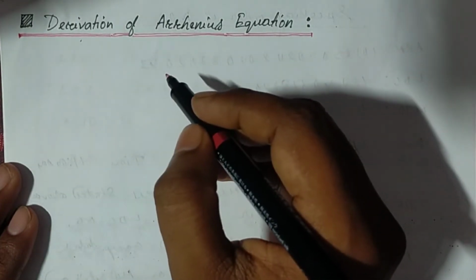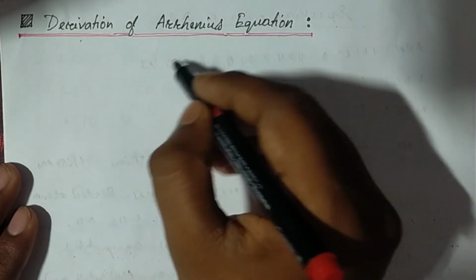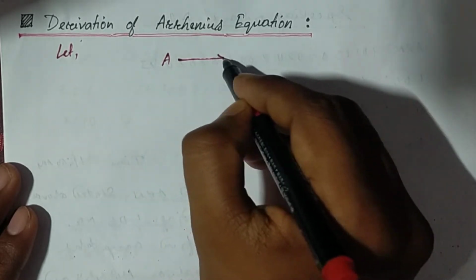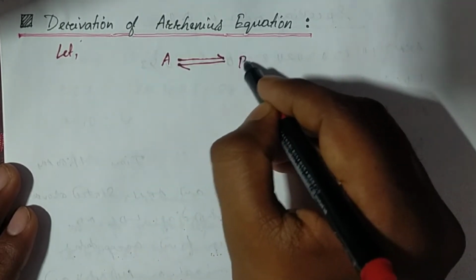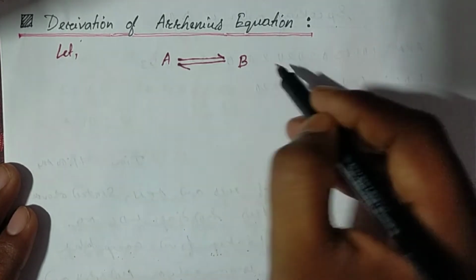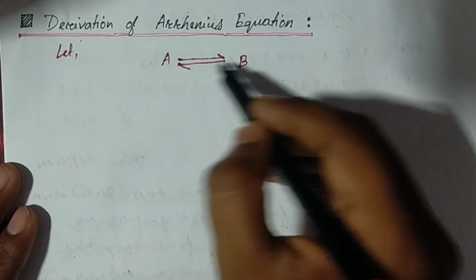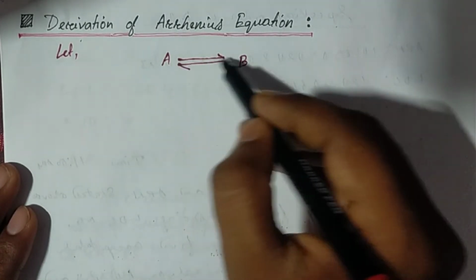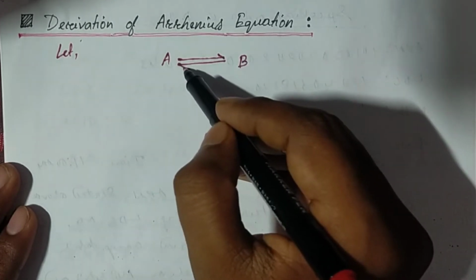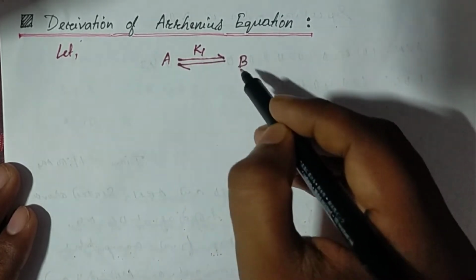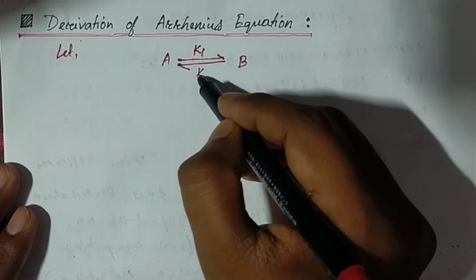Next we will discuss the derivation of the Arrhenius equation. First of all we have to consider a reversible reaction, and let A be the reactant and P the product. This is the forward direction and this is the backward direction. The rate constant for the forward reaction is K1 and the rate constant for the backward reaction is K2.